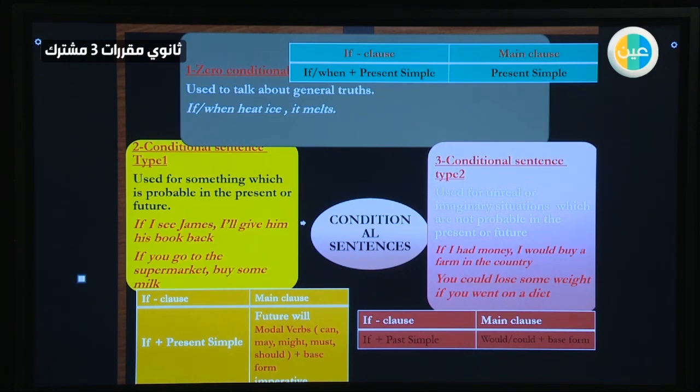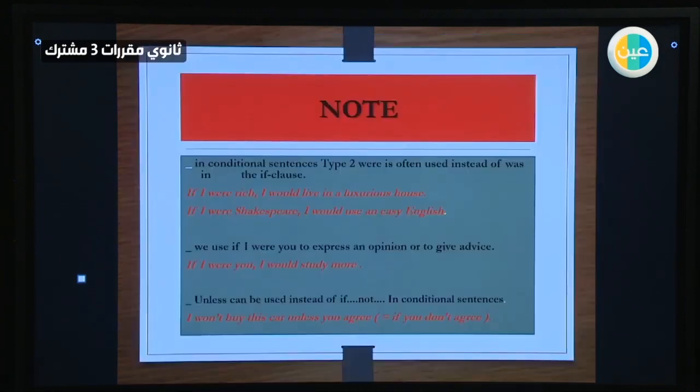In the main clause, would, could, okay? And base form. As you can see in the first sentence, would. So I imagine what will happen. And in the second sentence, I use could. Also, what will happen. Okay, I imagine what will happen if I do that. So these are the 3rd kinds of if.